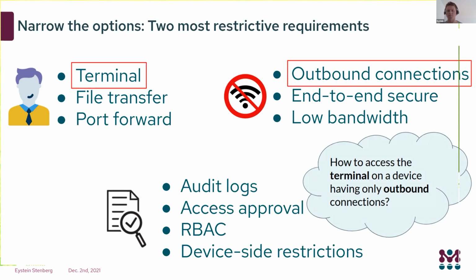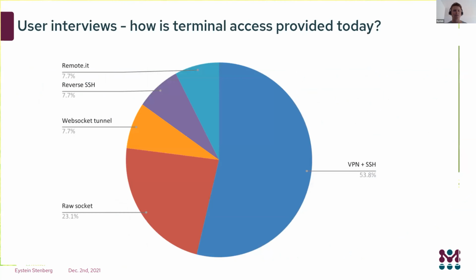So how to access the terminal on a device that only has outbound connections. From the interviews we did, how it's being done today, majority uses VPN or SSH. I'll go through these afterwards, but there are some other alternatives too, like raw socket, WebSocket, reverse SSH, and some dedicated products to do it, like remotely. This one.